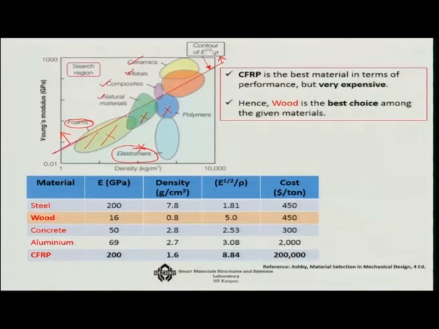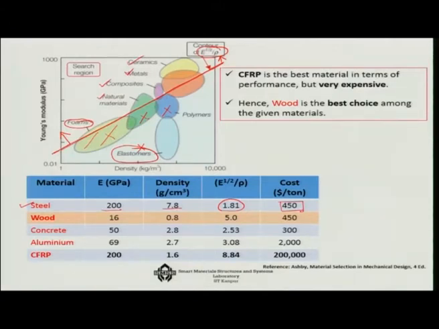And what is this line? This is precisely the line that we have just now obtained, the line for E to the power half over rho. On the top part we have options of ceramics, metals, composites, and some natural materials. Let us try to take some of the materials. First we start with the cheapest material, that is steel. Modulus of elasticity is about 200 gigapascal, density is about 7.8 gram per cc, and square root of E by rho will come to something like 1.81. Cost is about $450 per ton, so it is one of the cheapest.